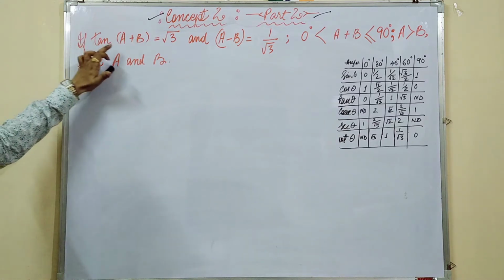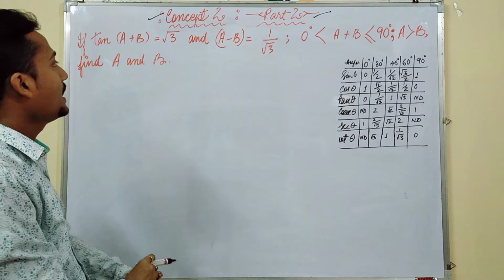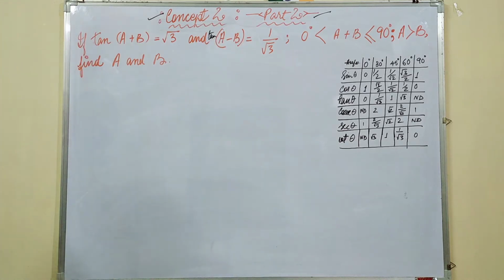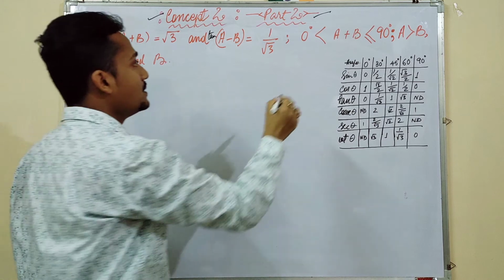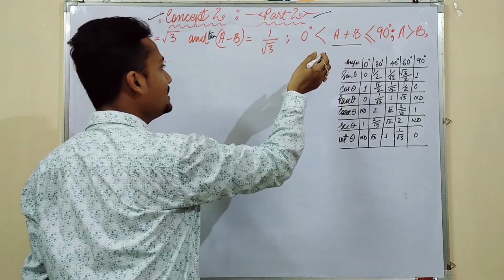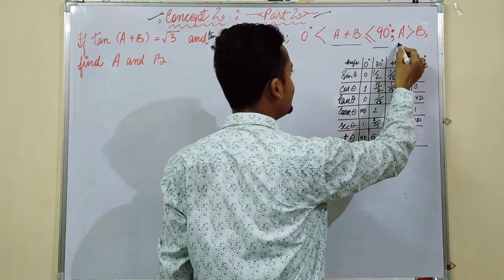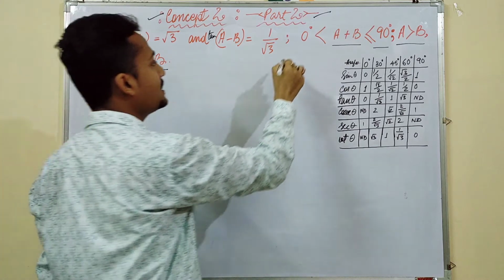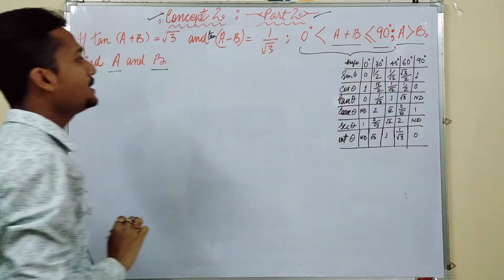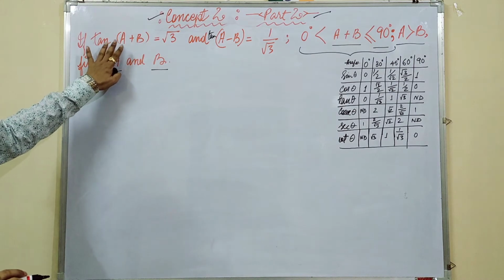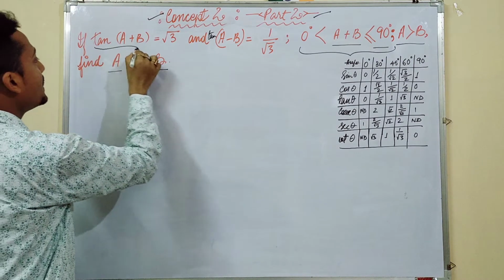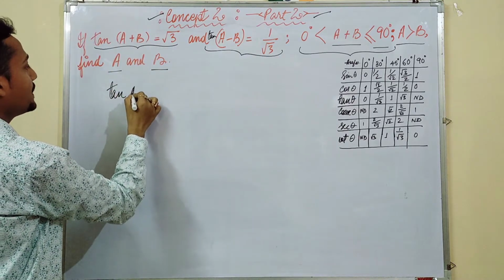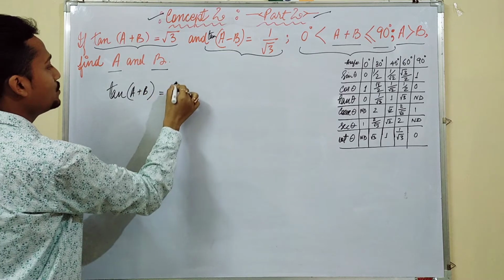If tan(a plus b) is equal to root over 3, and tan(a minus b) is equal to 1 by root over 3, where a plus b is greater than 0 degree and less than or equal to 90 degree, and a is greater than b, find a and b. Okay, this particular part you just try to avoid, and see how we can utilize these two parts.